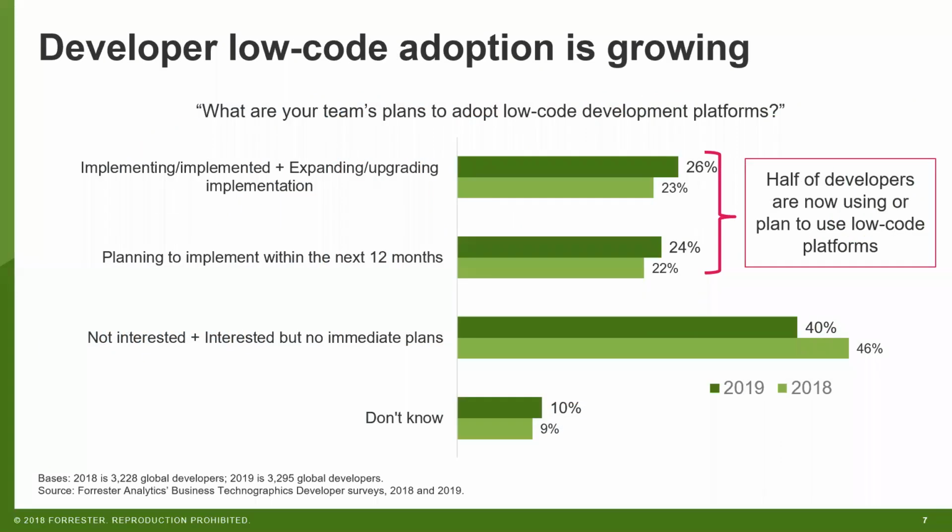So, as I mentioned, low code has become a very big trend in software development generally. At Forrester, we do an annual survey of developers worldwide. The most recent one was about 3,200 developers, and one of the questions we've been asking for the last 2 years is about their use of low code, to gauge the relative popularity and the level of adoption.